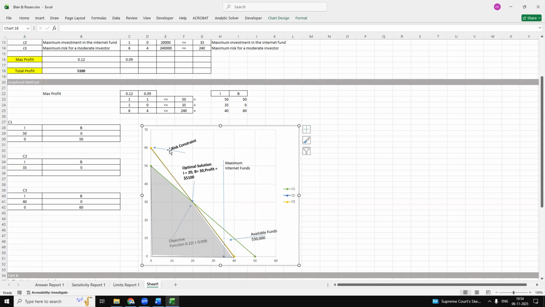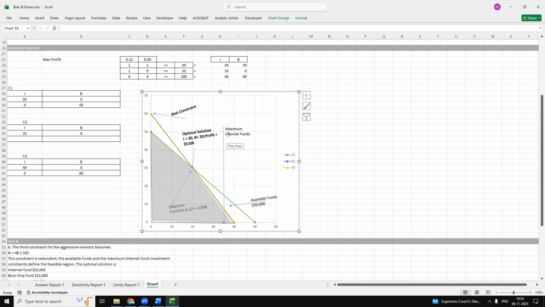And this line suggests the risk constraint. Then the optimal solution, which is I equals 20 and B equals 30. Profit equals 5100. This is our profit, which is the optimal solution. And then this one is the blue line, which suggests the maximum internet funds. Then this is the line. This is the area which defines our available funds, which is 50,000. And this is our objective function. And the whole shaded area is our feasible region.